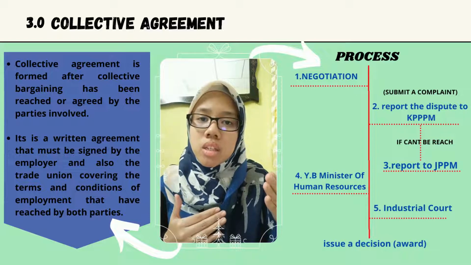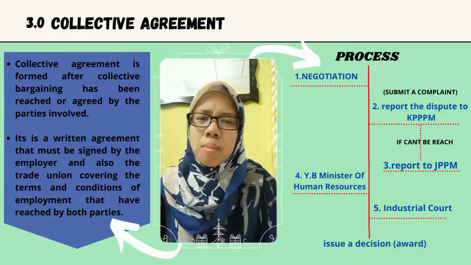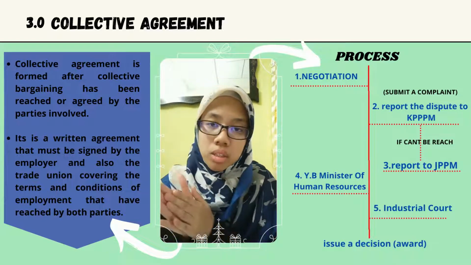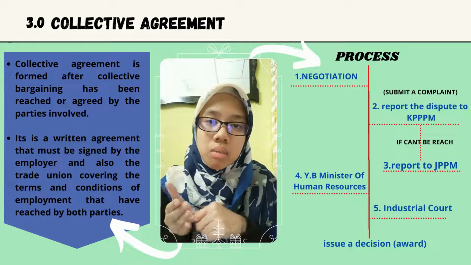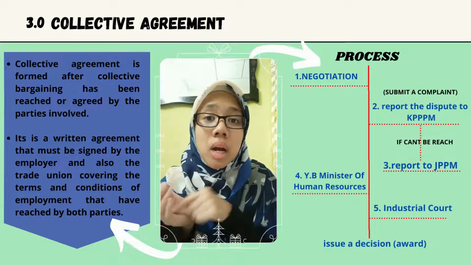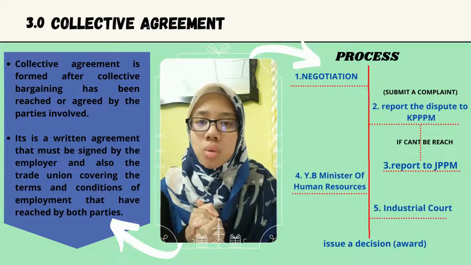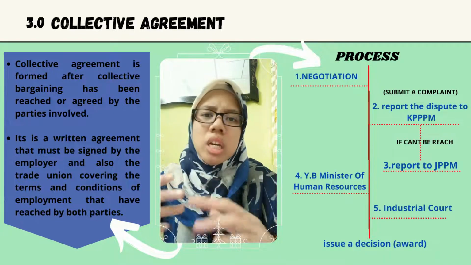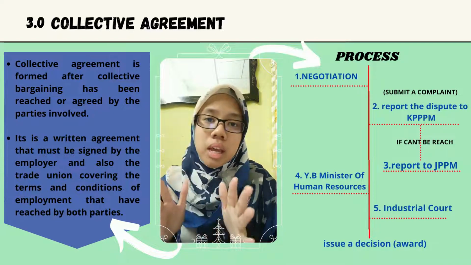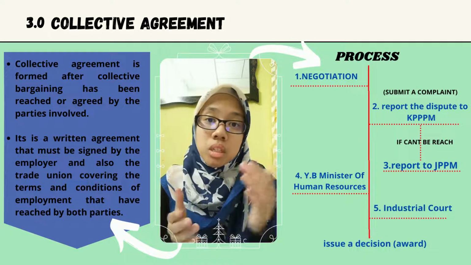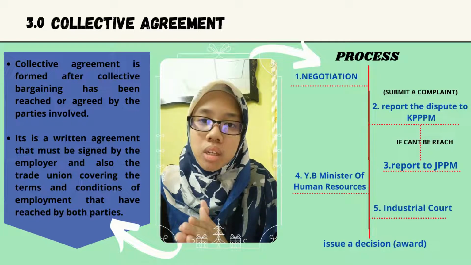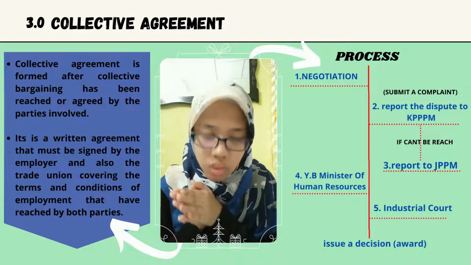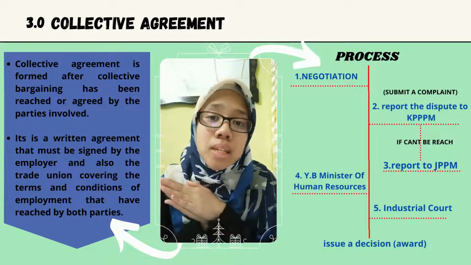The next process is through KPPM. The employers or trade union must submit a complaint or report to the KPPM, Ketua Pengarah Perhubungan Perusahaan Malaysia in Malay, so they can settle the dispute. If it cannot be settled, any party can report to JPPM, the department under KPPM, which will tackle the issues and settle them through peace negotiation.